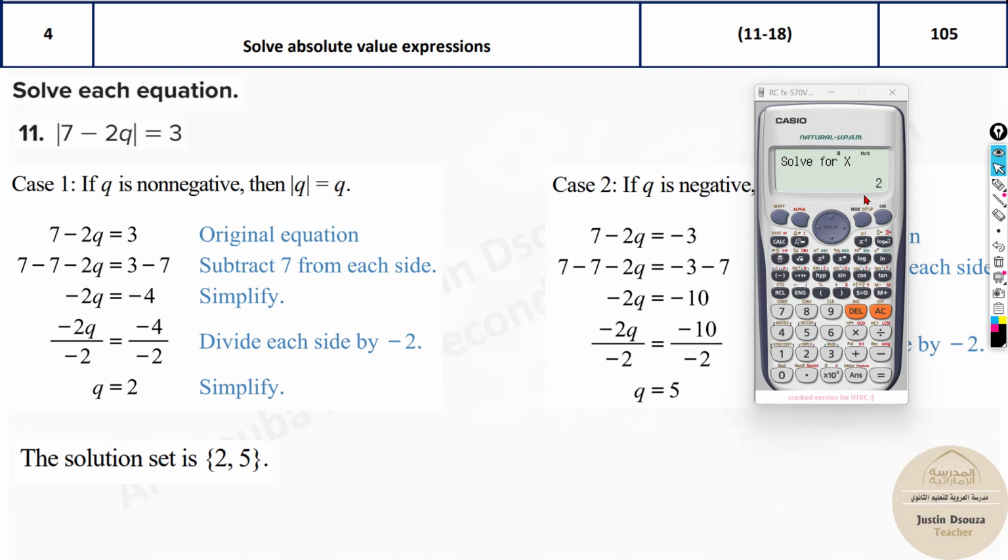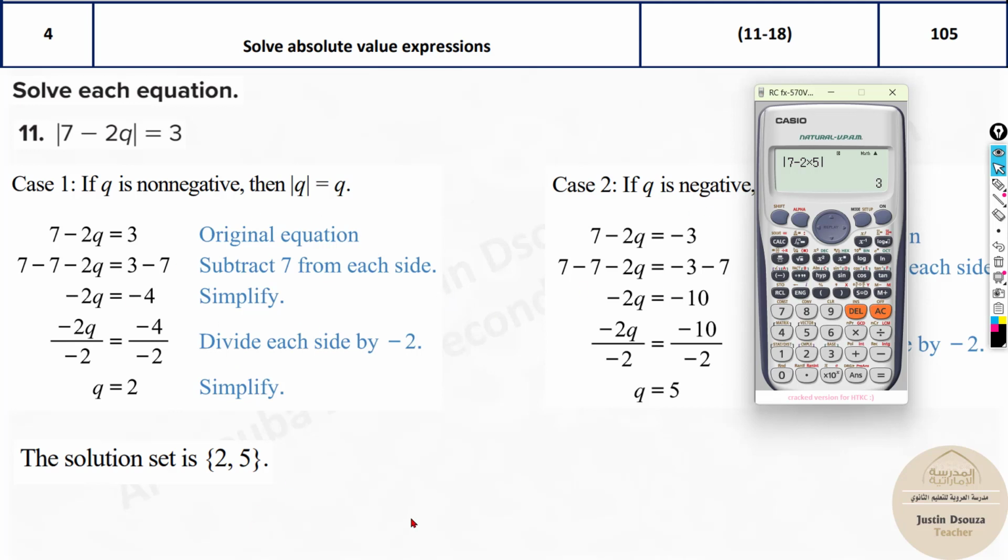So to find the other answer, you get one answer and then look at all the options. Write absolute value, shift absolute, on the left side: 7 minus 2 times the answer we got, which was 2. Multiply this, and it must be equal to 3. And there is one more answer, 5. If you multiply this by 5, it will be 3 as well. So this is the trial and error way, but trust me, this can get confusing in the exam.